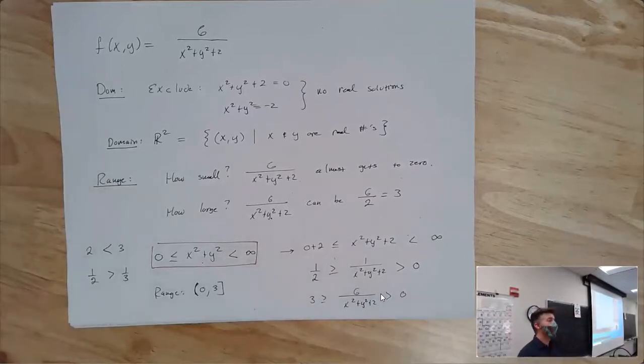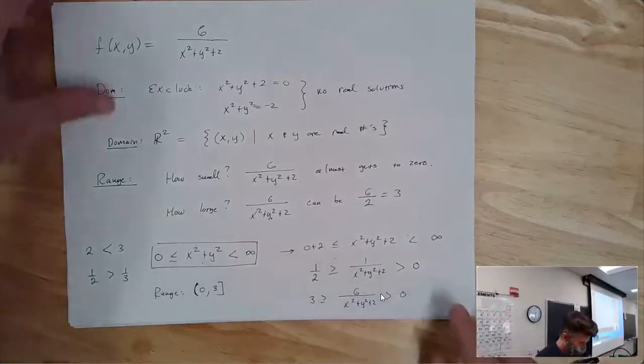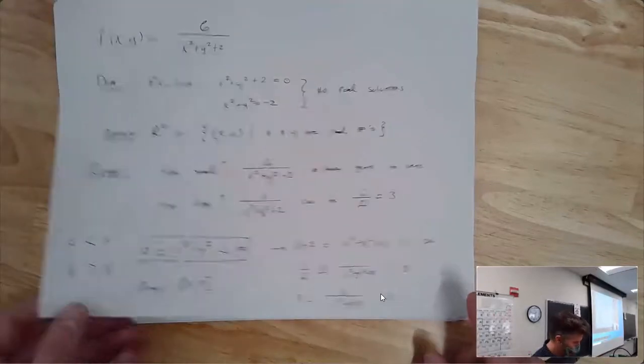Cool. Also, knowing the range means we now know what sort of level curve values we're allowed to have. Because literally the level curves are setting the function equal to a number and then seeing what the graph in the xy plane would look like. Well, we are only allowed to set the function equal to numbers that are in its range. If we can't set this function equal to 4, you won't get anything. So let's talk about the level curves.